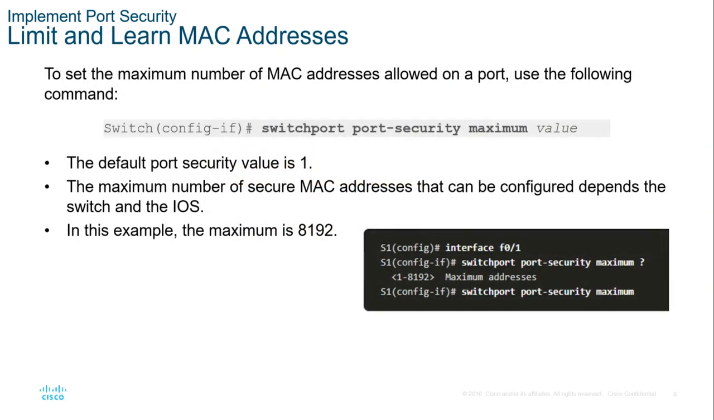We're going to start with limiting and learning MAC addresses. Under the interface, once you specify the interface and are enabling port security, you can run the command switchport port-security maximum. Maximum is how many MAC addresses are allowed here. In this example, the maximum is 8,192 MAC addresses allowed per port. The default port security value, by default or minimum, has to be 1.